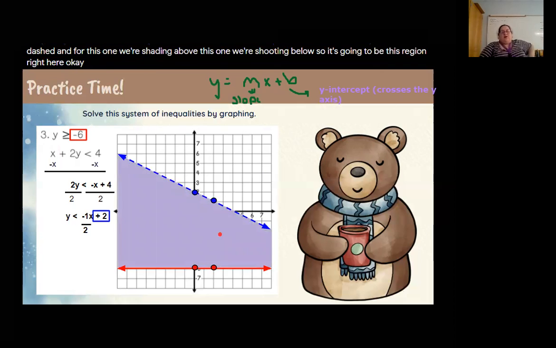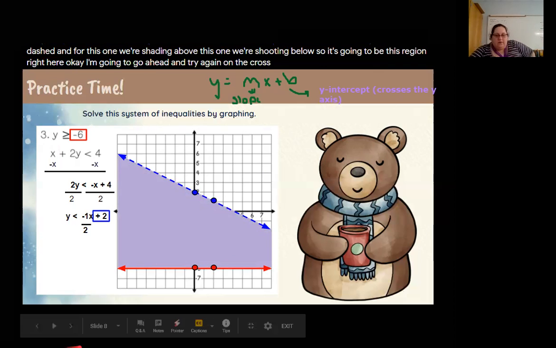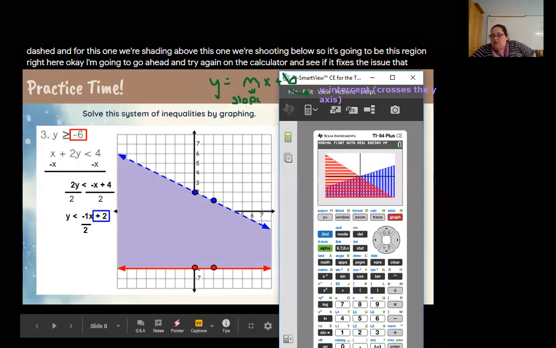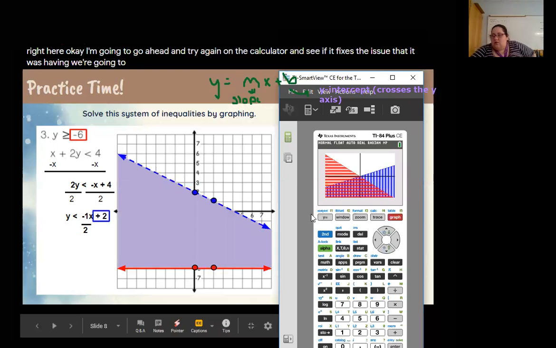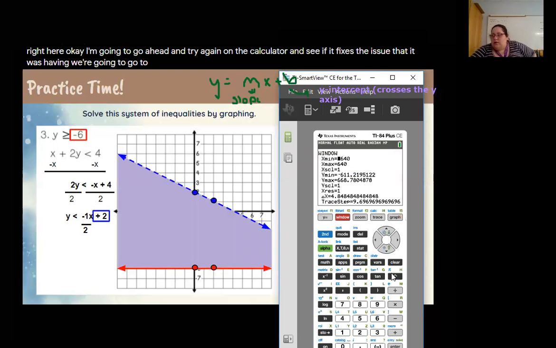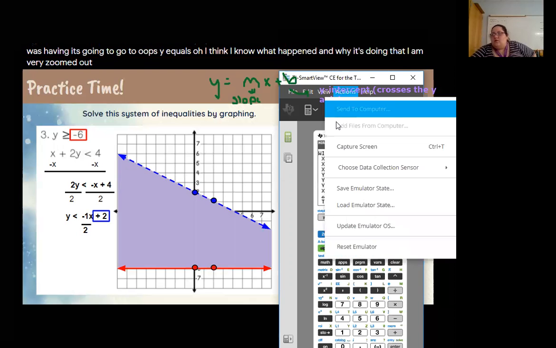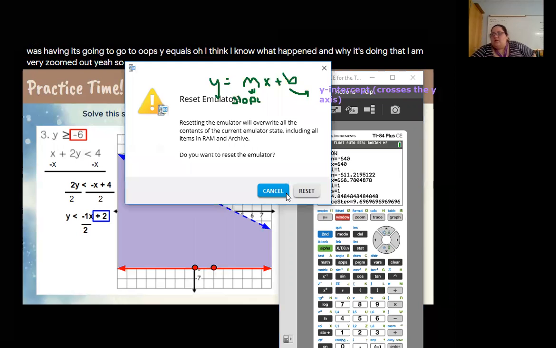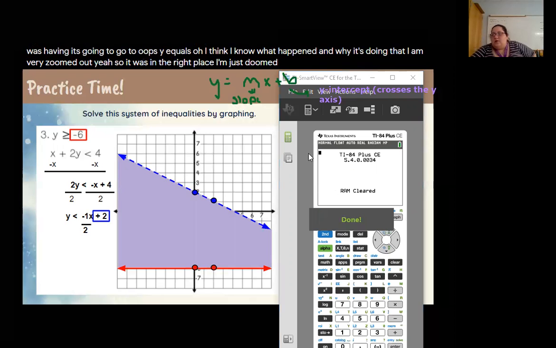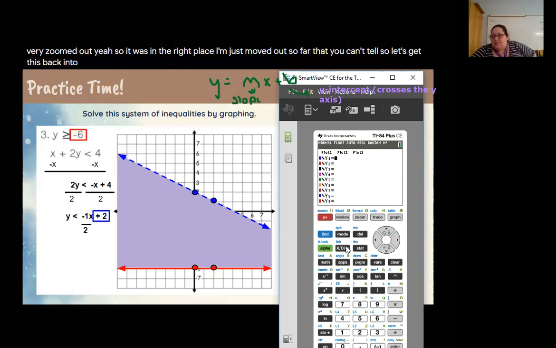Okay, I'm going to go ahead and try again on the calculator and see if it fixes the issue that it was having. So we're going to go to y equals. Oh, I think I know what happened and why it's doing that. I am very zoomed out. Yeah, so it was in the right place. I'm just zoomed out so far that you can't tell. So let's get this back into the way it's supposed to be.